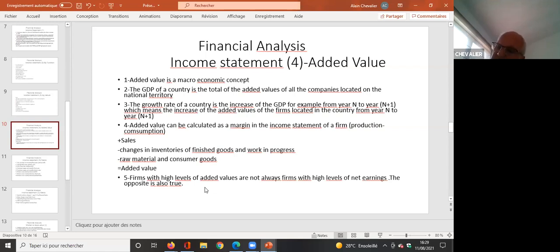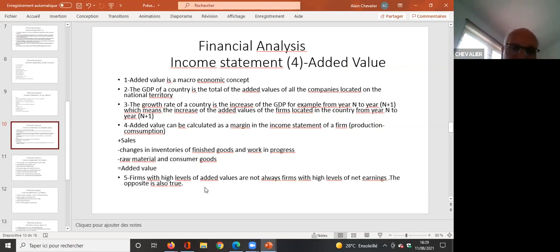But now, if you have a look at the return for shareholders, it means net earnings compared to total equity, it's about 40%. And it has been 40% for the last 10 years. But it doesn't mean that low added value brings low return on equity. It depends on the structure of a business model. And this is a good example to show you that.